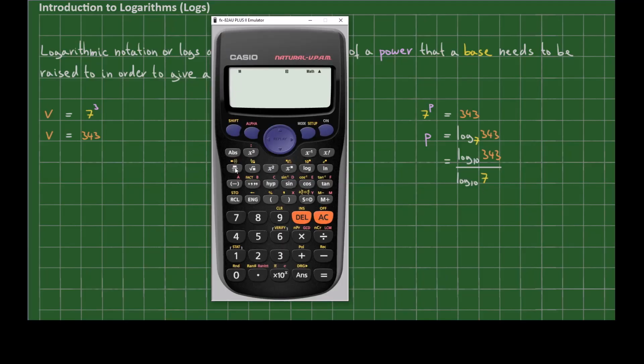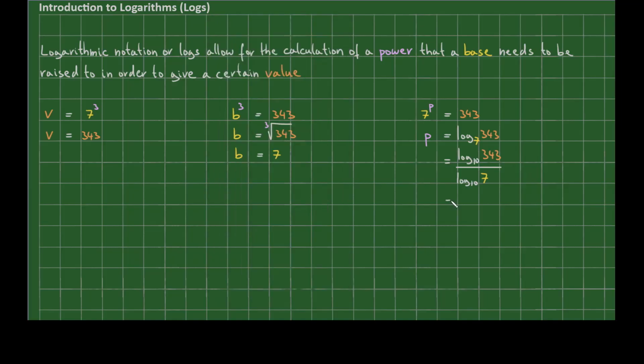I'm going to use fractional notation. I'm going to enter log. The calculator knows it is log 10, so I'm going to enter the value in the bracket. Then I'm going to go below the line, enter log again, and enter the given base. Once everything has been entered into the calculator, I'm going to press the equal button. And now I can say that the power equals 3.